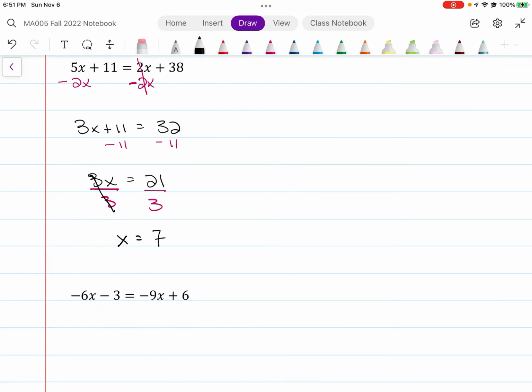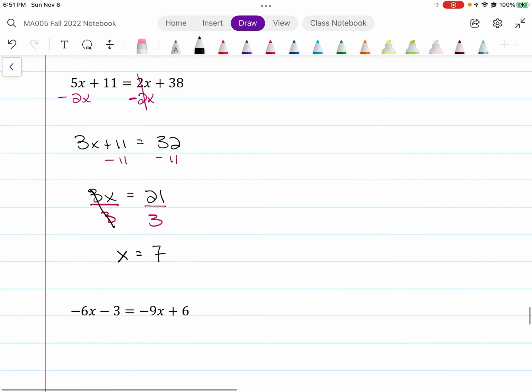And I may have subtracted wrong. I'm just double checking. Oh, I wrote 32, didn't I? I'm like, something is wrong here. So I wrote a different number. It should be 38. So 38 minus 11 is 27. Magically, it still was divisible by 3. I don't know how I made that mistake. 27 divided by 3 is 9. So I should get 9.